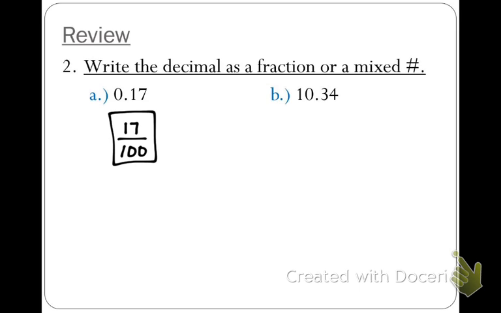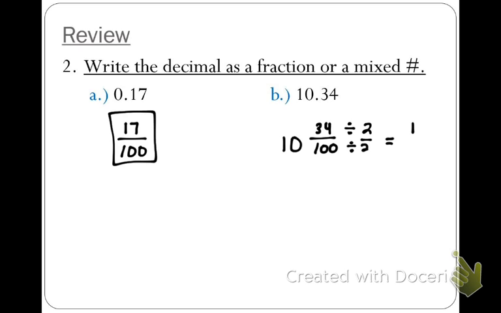I want you guys to do problem B on your own. As I walked around, I saw quite a few correct answers, but I also saw quite a few little mistakes, okay? What do you think I need to do first? Put 10 and 34 over 100. Is this right here reduced? No. What can go into a 34 and a 100? 2. When I reduce that, what do you get? 10 and 17 over 50.